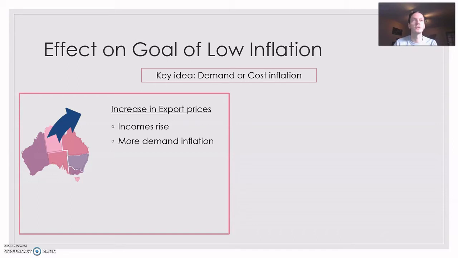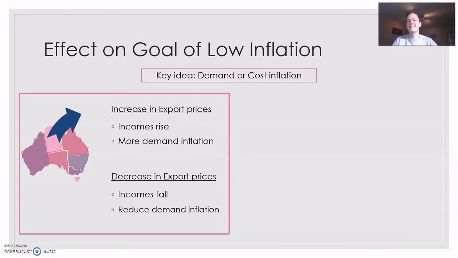Also, as incomes rise, because we're selling our coal overseas, incomes are going up. Those who sell the coal are then going to spend that extra money in the economy, and therefore we're going to get demand inflation. If there's a decrease in export prices, it's just the opposite. If the producers of coal and all of our other exports are getting less money for those exports, well, then their incomes are going to fall. They're going to spend less money in the economy, and therefore demand inflation will fall.